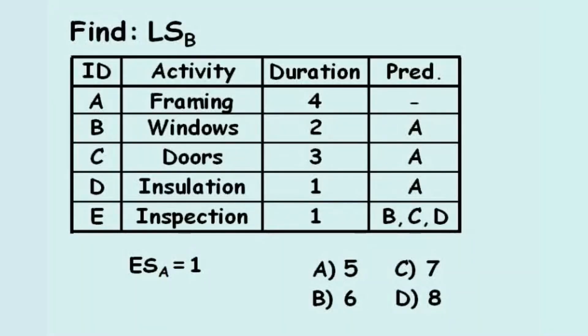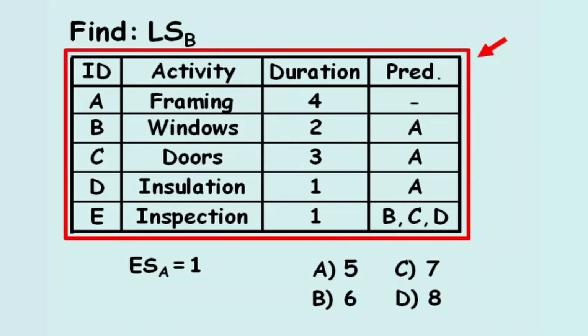Find the late start of activity B. In this problem, we know the early start of activity A equals 1. We are also provided a table showing the list of activities, their durations, and predecessor activities.